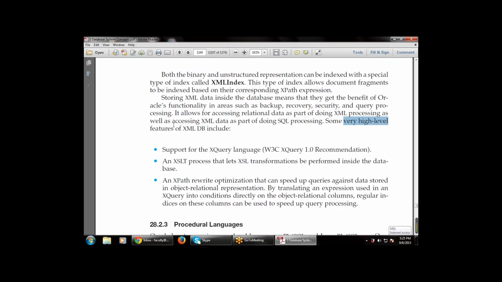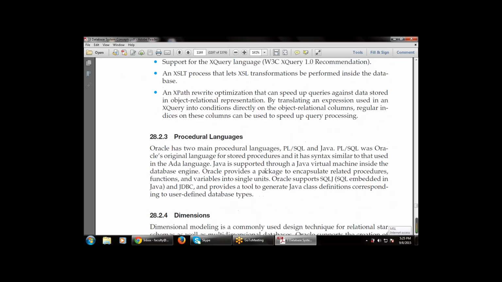And some of the high level features of the XML DB include the support for the XQuery language and the process that lets the XML transformation be performed inside the database. Next is the procedural language that is used. Oracle has two main procedural languages, PL/SQL and Java. PL/SQL was originally developed for stored procedures and has a syntax that is similar to the Ada language.